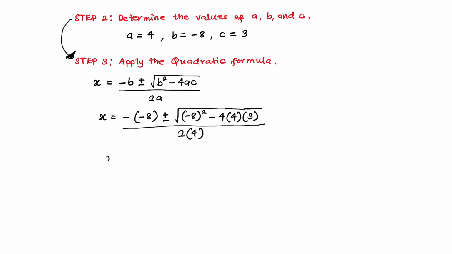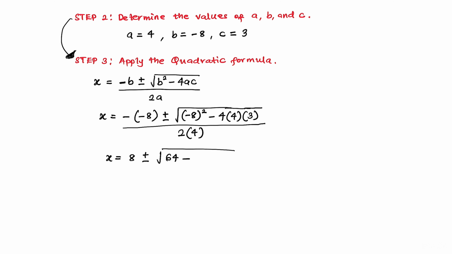So x equals negative 8 will give us 8 plus or minus all square root. Negative 8 square will give us 64 minus 4 times 4 is 16. 16 times 3 is 48. Divided by 2 times 4 is 8.